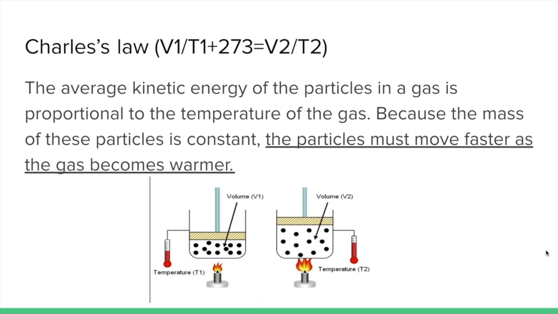Alright, Charles' law. V1 divided by T1 plus 273 equals V2 divided by T2. The average kinetic energy of the particles in a gas is proportional to the temperature of the gas because the mass of these particles is constant. The particles must move faster as the gas becomes warmer. You might want to write that down as well.